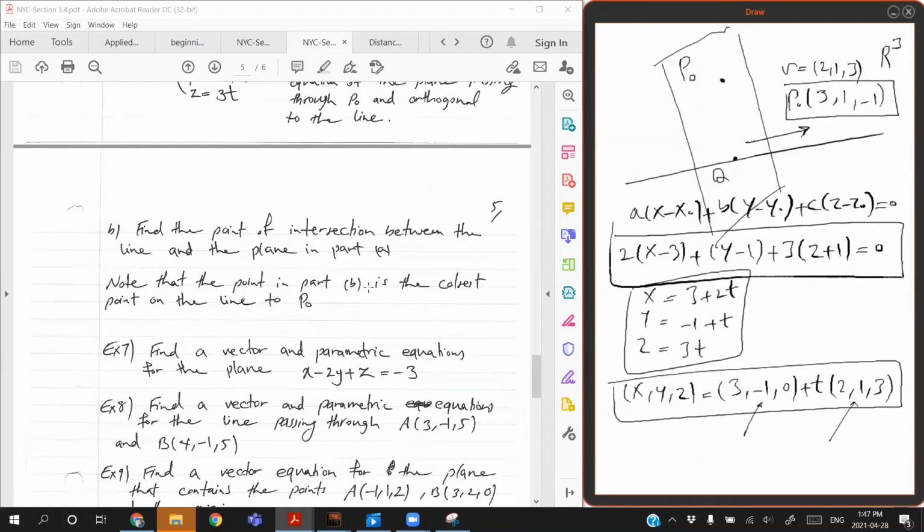Notice that if we find Q, we actually have found the closest point on the line to the given point. So if the question was to find the closest point on the line to the given point P0, we would use this method. We would first find a point normal equation for the plane that passes through P0 and is orthogonal to the line, and then we would find the point of intersection between the plane and the line. Now let me explain how you can find the point of intersection between a plane and a line.